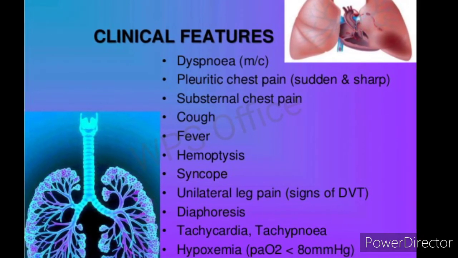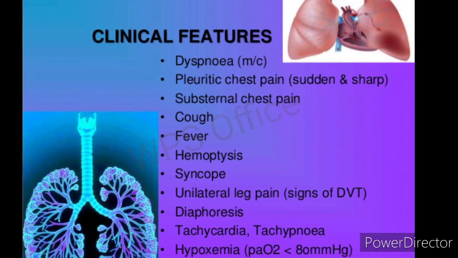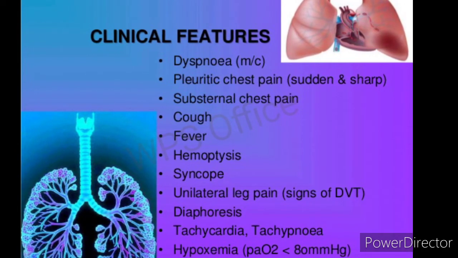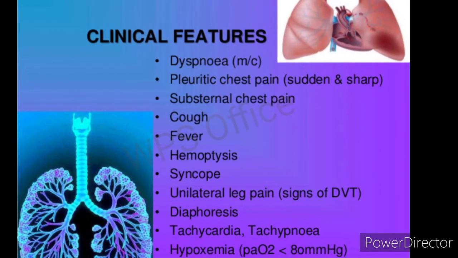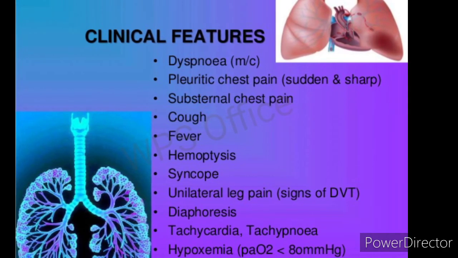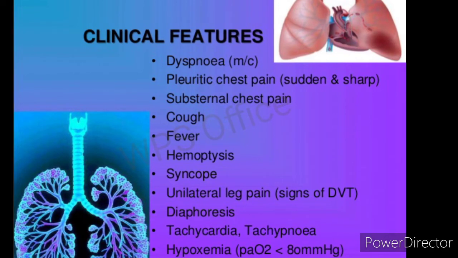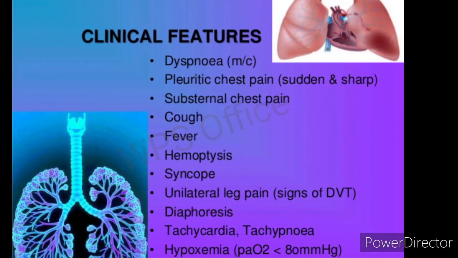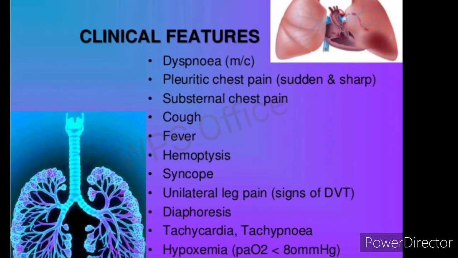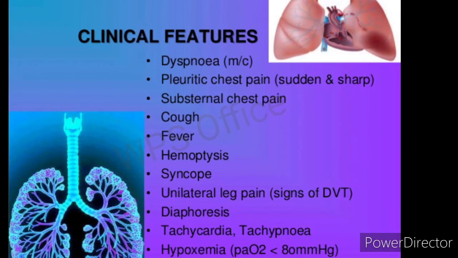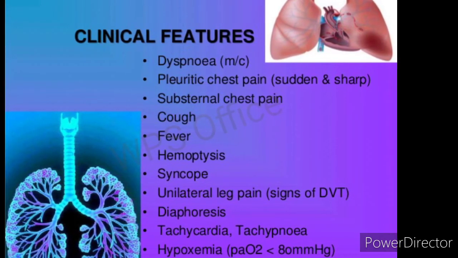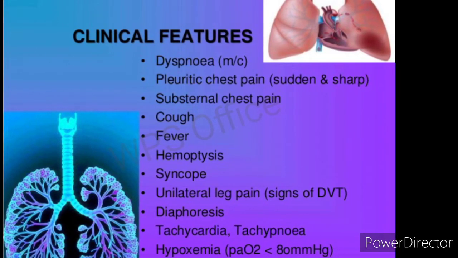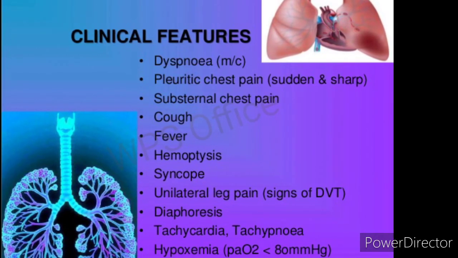Then signs of deep vein thrombosis. This leg pain is a sign of deep vein thrombosis. Then diaphoresis, sweating, then tachycardia, tachypnea, increased heart rate, increased breathing rate, then hypoxemia will be there, that means low level of oxygen in the blood. Then S3 or S4 gallop, that means the cardiac murmur will be there. So these are the signs and symptoms.